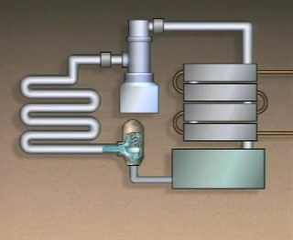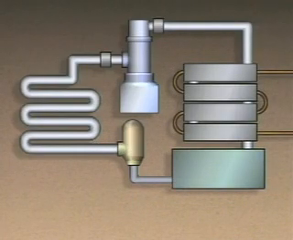As the refrigerant passes through the expansion valve, it expands rapidly. This causes the pressure of the refrigerant to drop. The drop in pressure also causes the refrigerant's temperature to drop. So the fluid flowing into the evaporator is a low-pressure, low-temperature liquid.